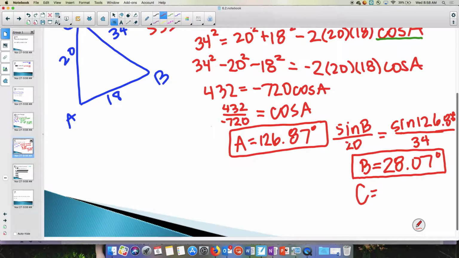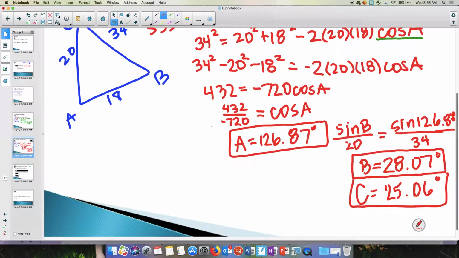Which means if we add up to 180.16, no, 0.6. What? There are three angles.